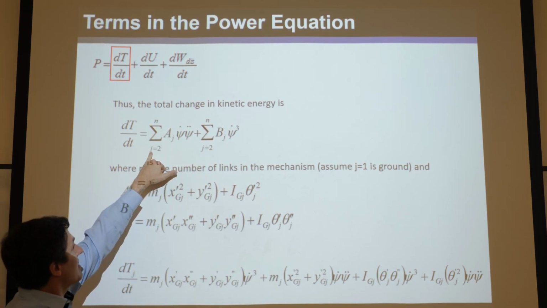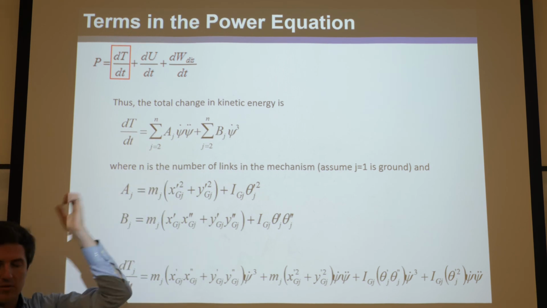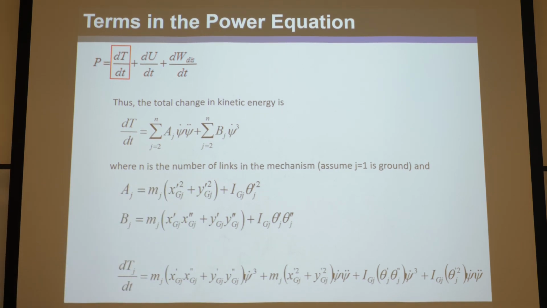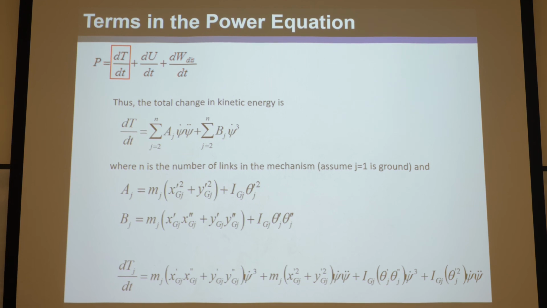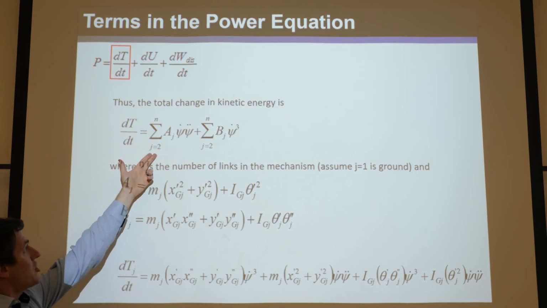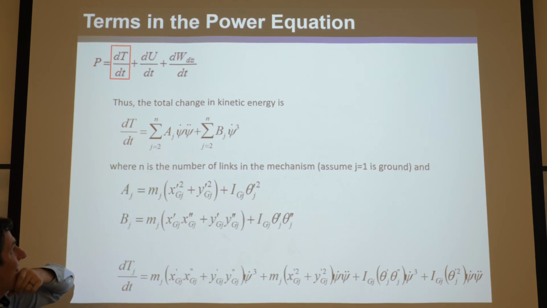And you might ask, well, why don't you start with J1? Well, because remember, link 1 is usually always ground. And for this case, it better be ground, right? Or this equation won't work. So there's not going to be any kinetic energy in link 1 if it's ground. It's not moving. So you don't waste your time calculating it. So start with J2 and go through N where there's N links.